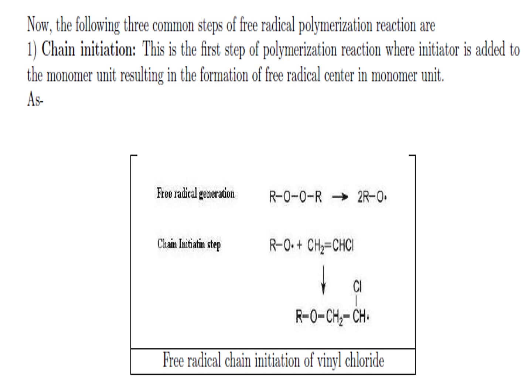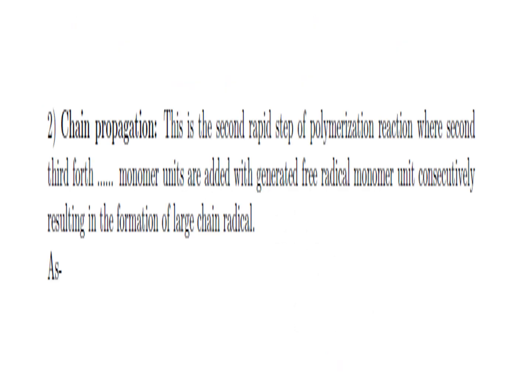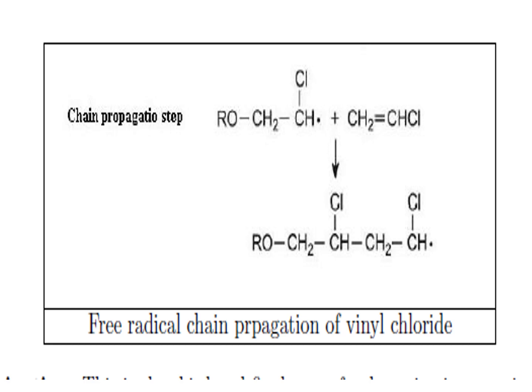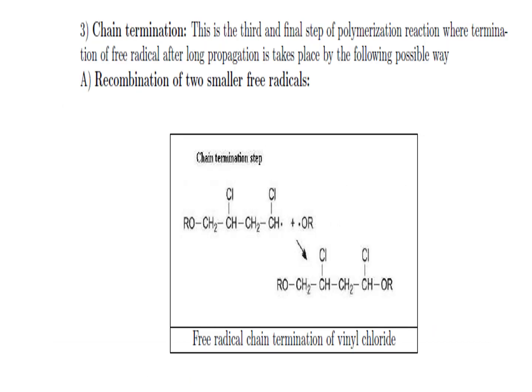This is the free radical chain initiation of vinyl chloride. The second step is, as you all know, chain propagation, which is the second step of polymerization reaction, where second, third, fourth, and so on monomer units are added to the generated free radical monomer unit consecutively, resulting in the formation of a large chain. You can see here, this is the chain propagation step. Free radical chain propagation of vinyl chloride has been shown here in this slide.